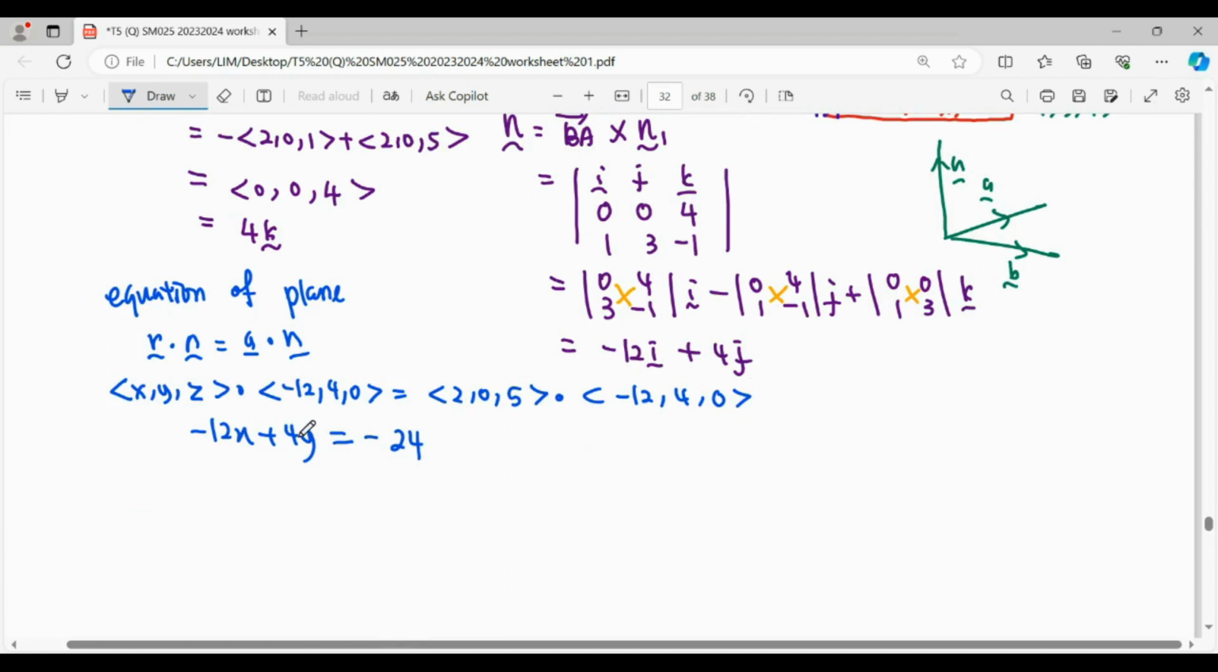Lastly, we can see our equation is negative and has even number coefficients. So we simplify our equation by dividing it by negative 4. Lastly, this is our equation of the plane in Cartesian form.